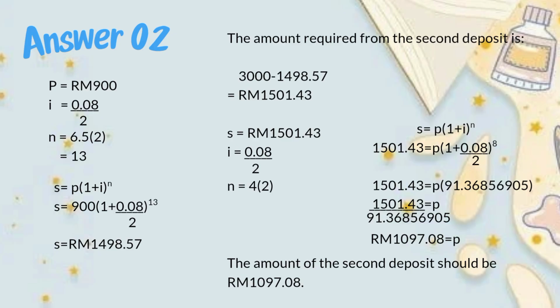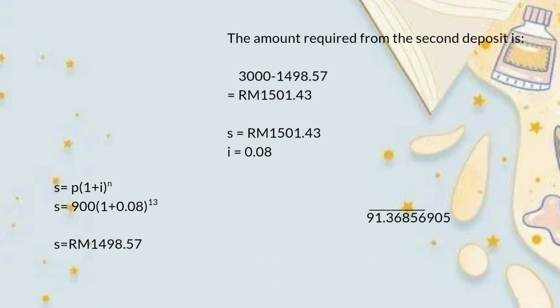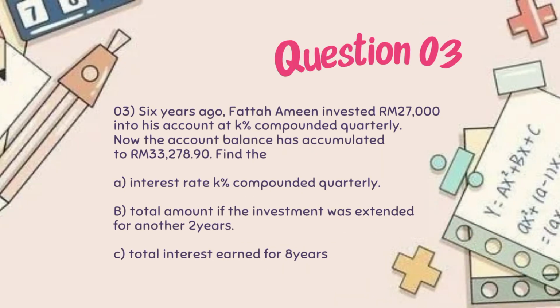S equals to P (1 plus i) power of n. 1,501 ringgit and 43 cents equals to P (1 plus 0.08 over 2) power of 8. 1,501 ringgit and 43 cents equals to P times 1.368569. P equals to 1,097 ringgit and 8 cents. The amount of the second deposit should be 1,097 ringgit and 8 cents.